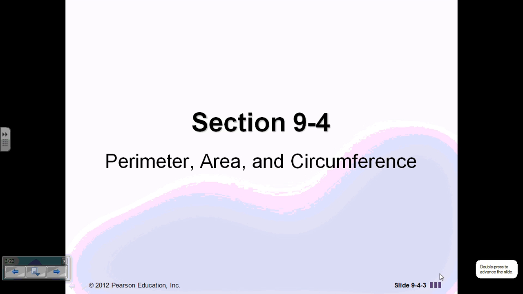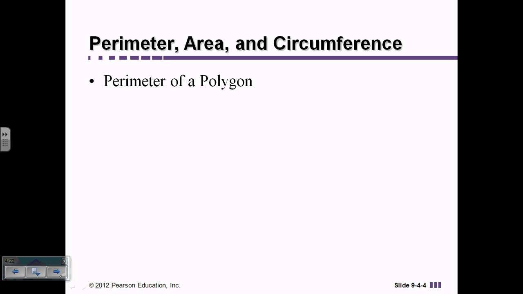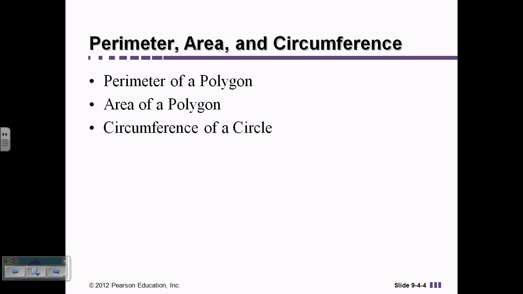All right, today we're going to be talking about section 9.4. We're going to be talking about perimeter, area, and circumference. So we're going to look at perimeter of polygons, area of polygons, circumference of a circle, and area of a circle.